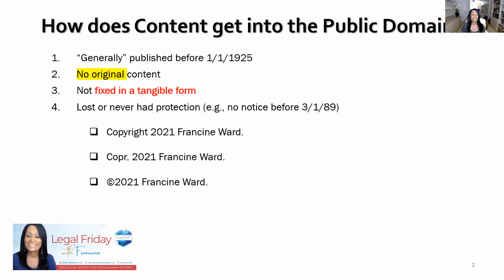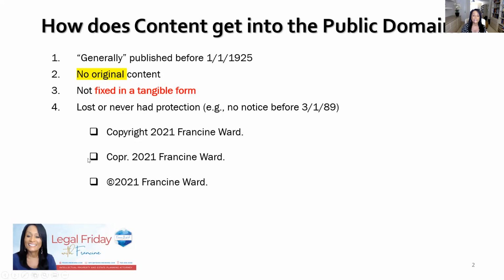Your work immediately went into the public domain, even if you didn't realize it. If you didn't have the copyright notice symbol on your work, it was public domain work. Now, let me say this. You don't have to have the notice symbol on your work today, but it's a really smart idea. Why? Because it's you letting the world know that you lay claim to this valuable creative content.